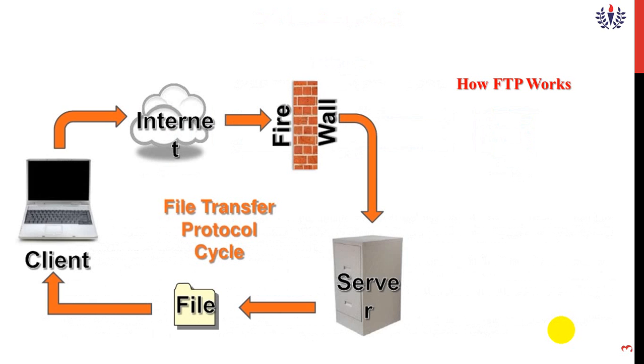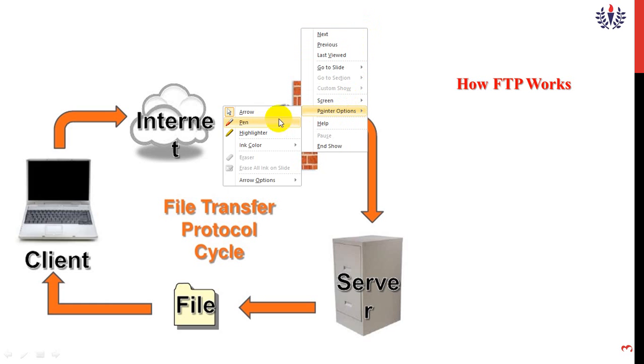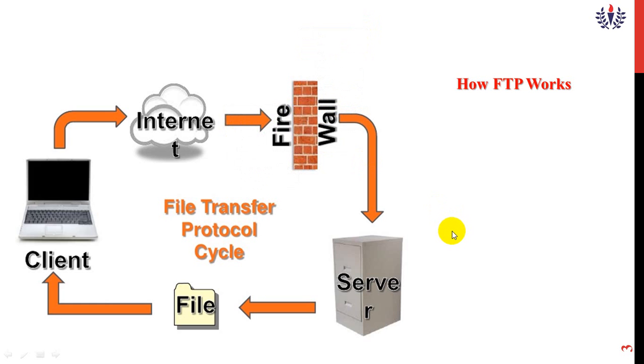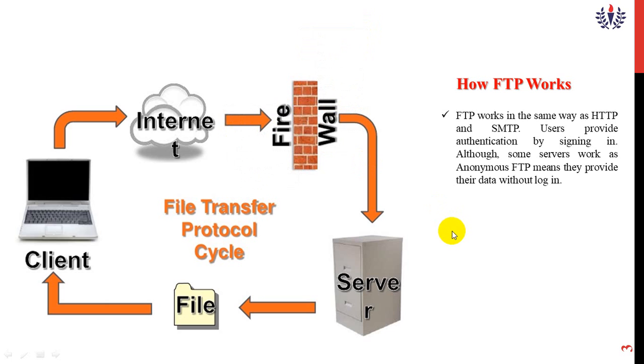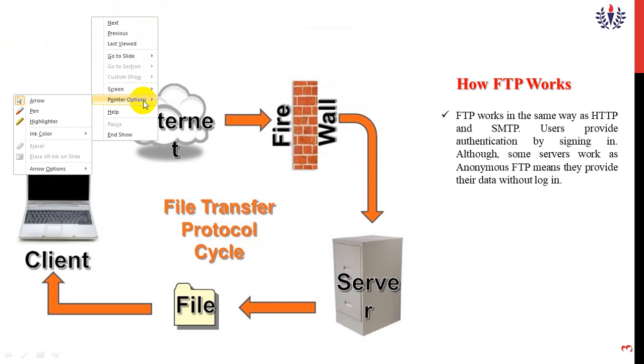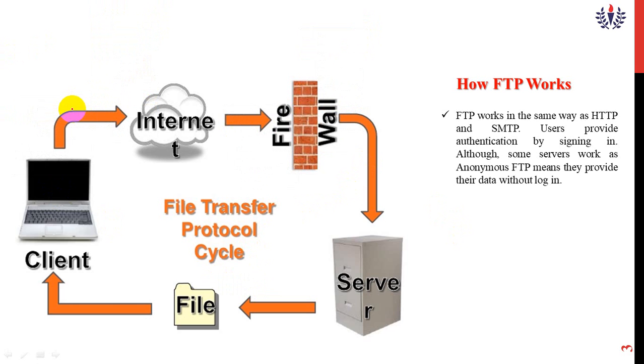How does FTP work? This is the working cycle of FTP. This FTP works in the same way as HTTP and SMTP. Generally, the user provides authentication by signing in. Then, some servers work as anonymous FTP, which means they provide their data without login.